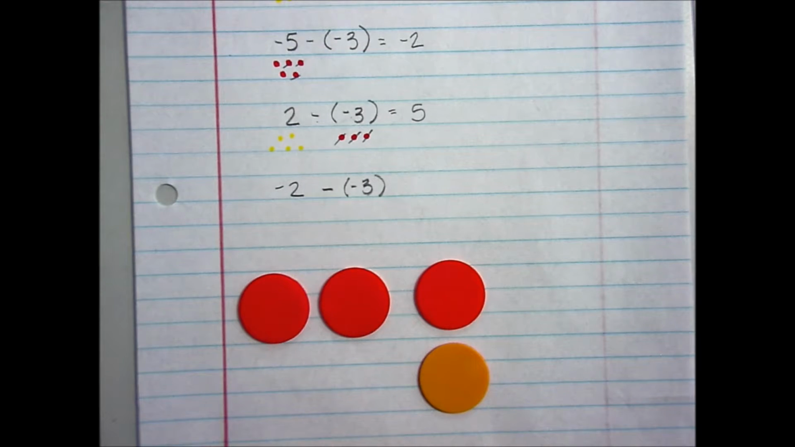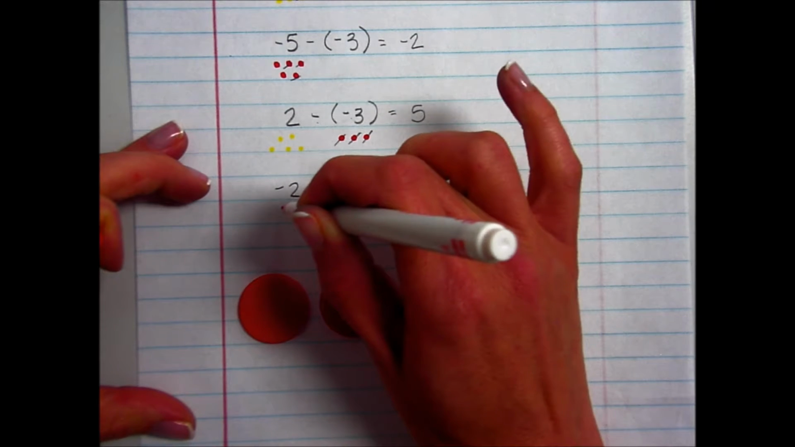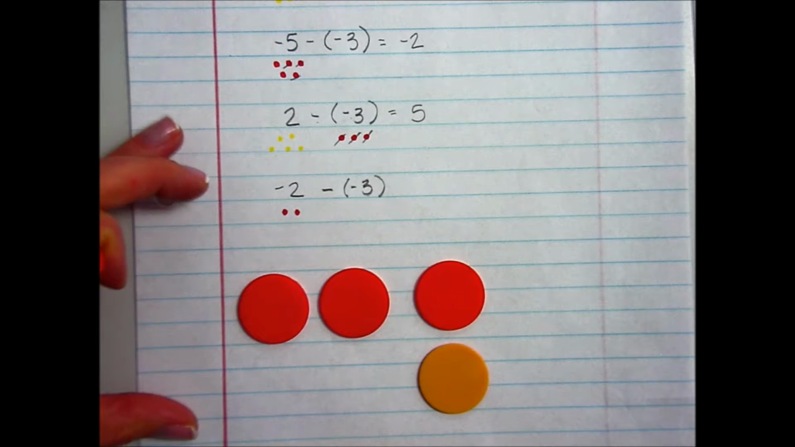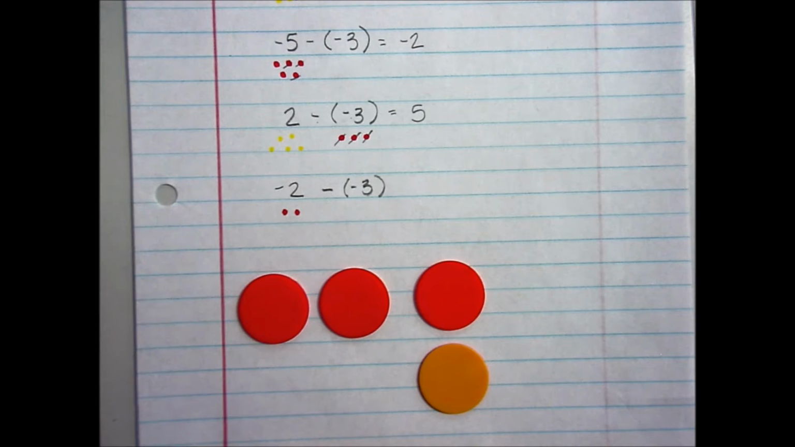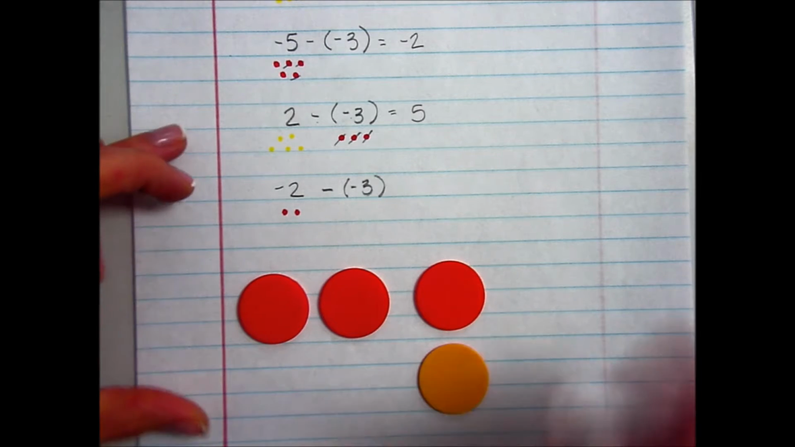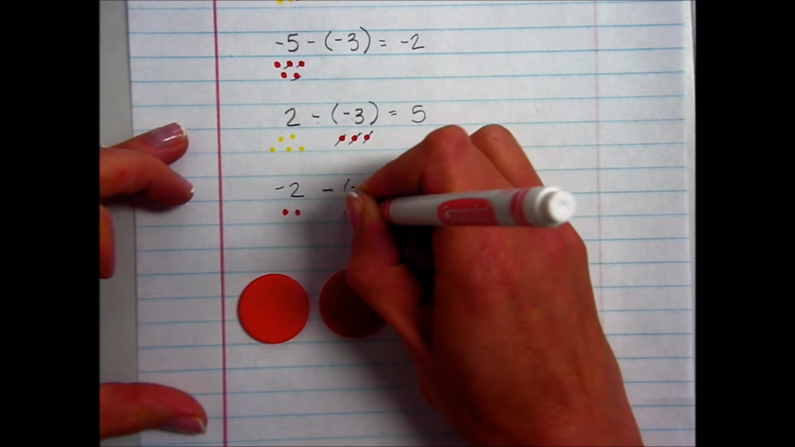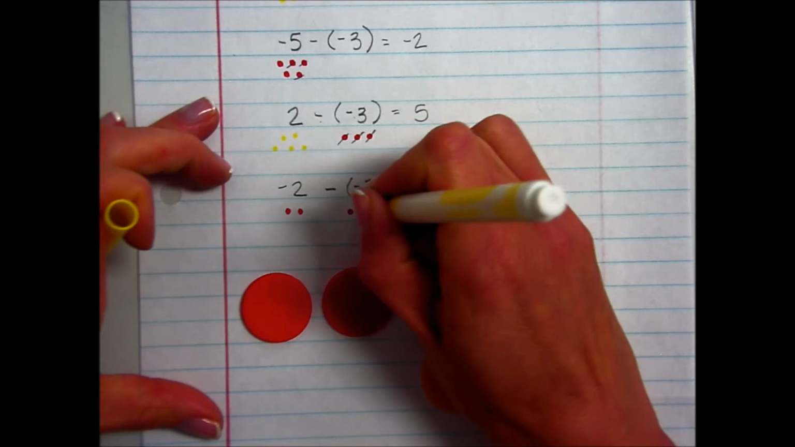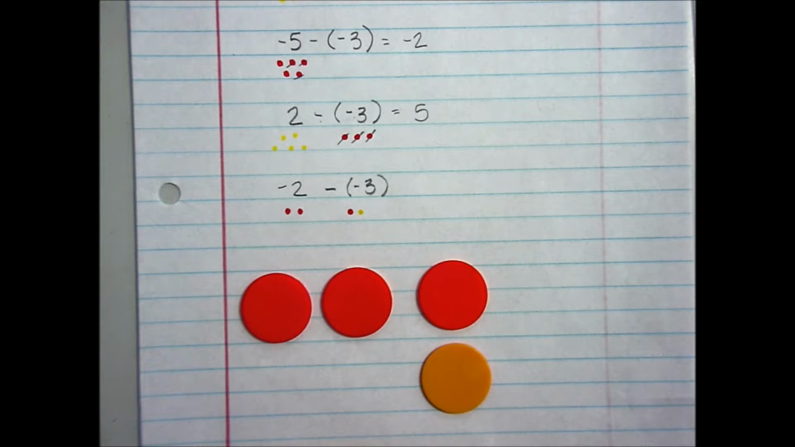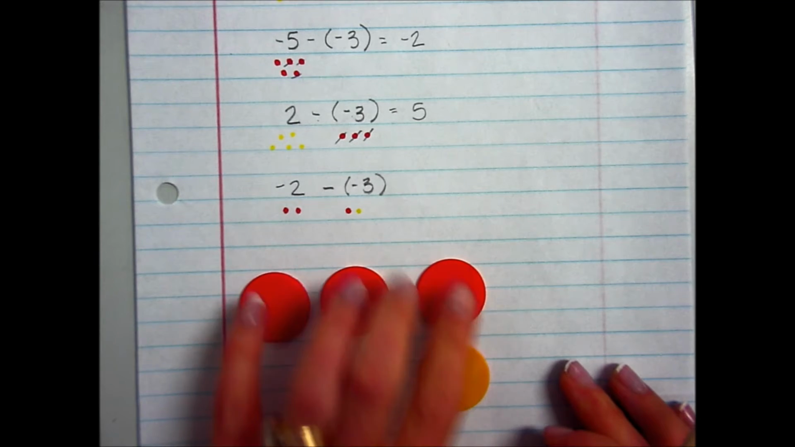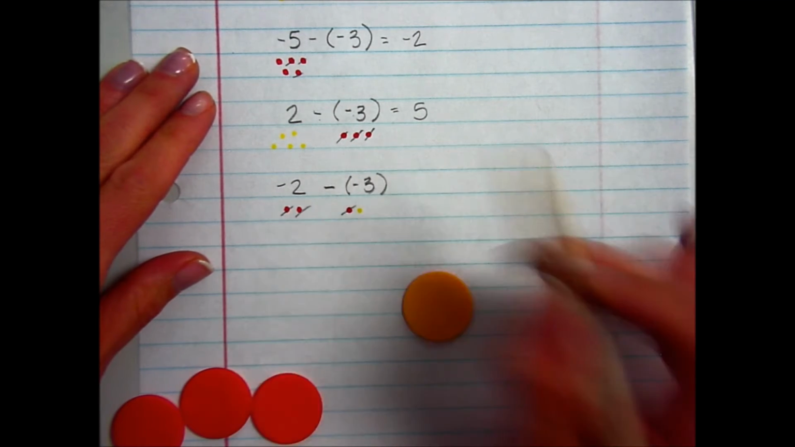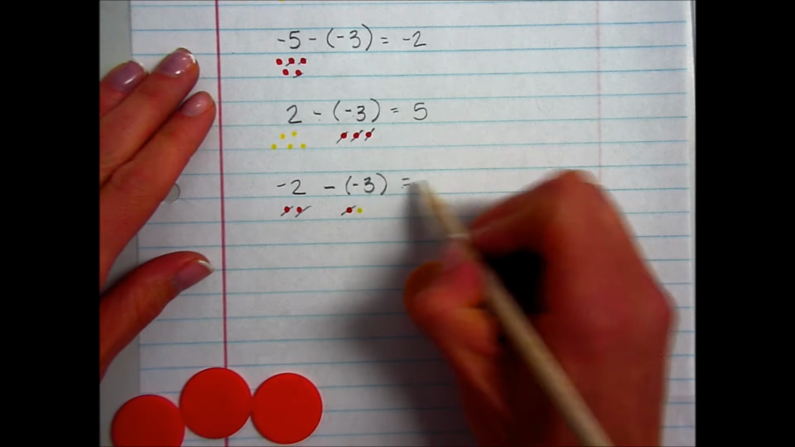So that would be, okay, I started with 2 negatives. And then I had to take away the -3. But to do that, I had to add 1 red and 1 yellow. Alright, so now I started with my -2. Now I can take away my -3. And it'll leave me with a +1.